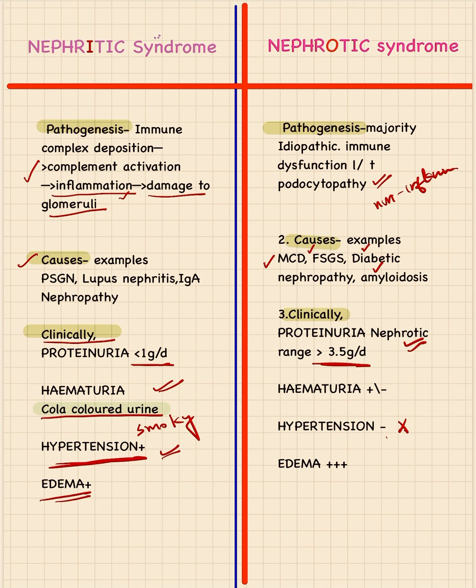Edema is mild in case of nephritic syndrome, while it is marked in case of nephrotic syndrome, because there is a heavy loss of proteins, and that causes the edema, which can even be generalized.